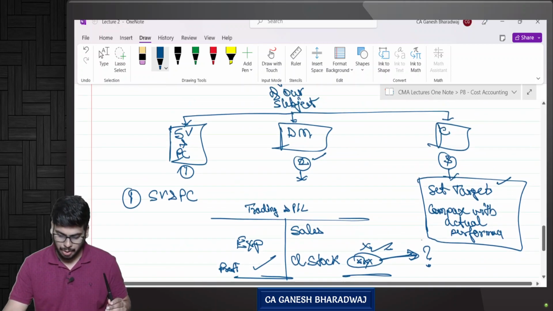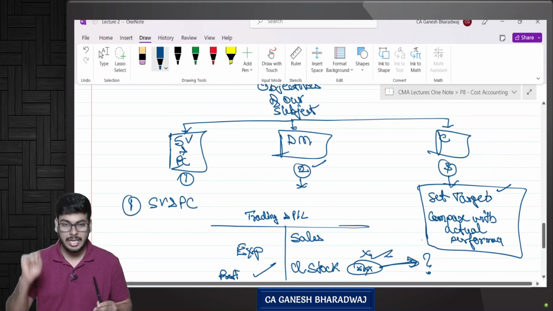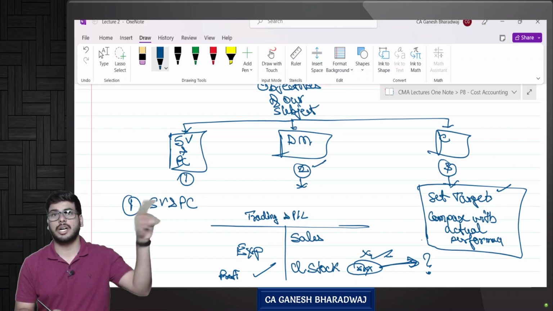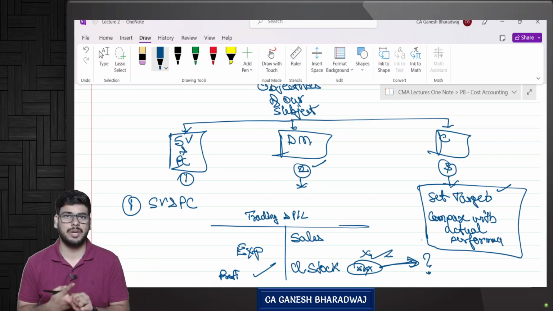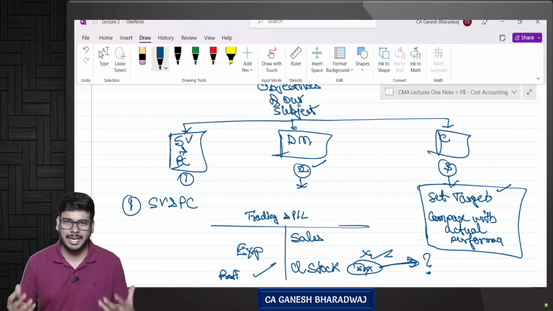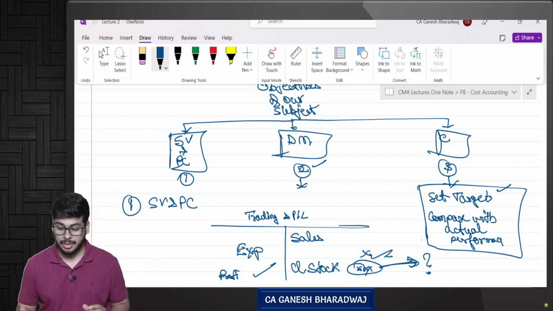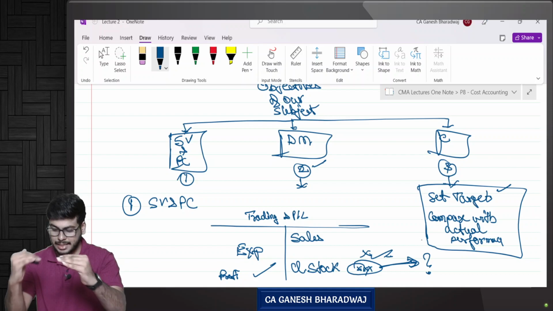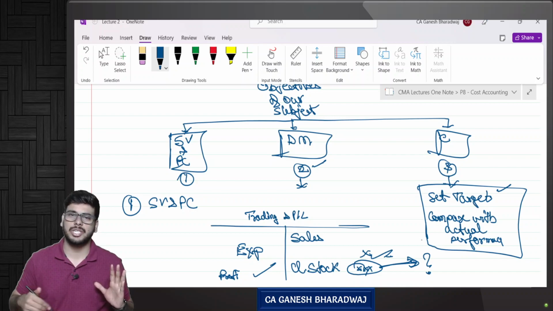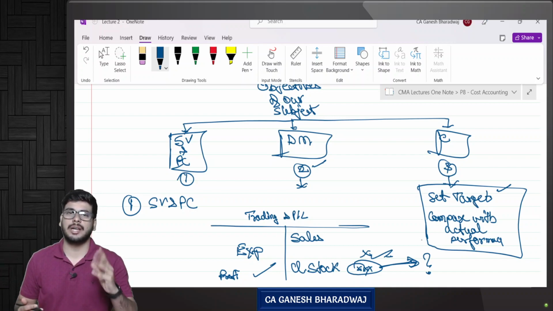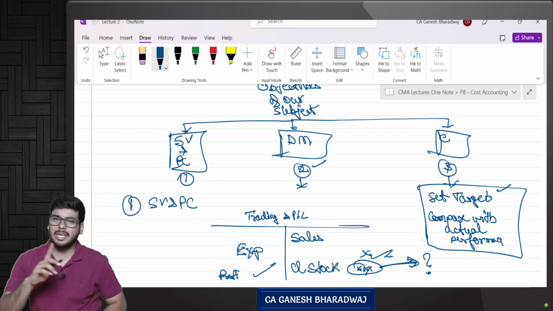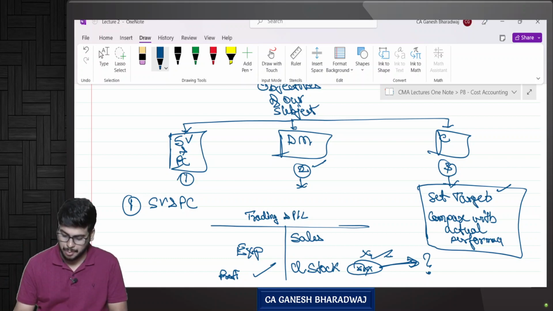So broadly, our subject has three objectives. Number 1, stock valuation and profit computation. I told you stock is valued under cost accounting, not under financial accounting. Number 2, decision making. What is decision making? In a very broad sense and in layman language, choosing between multiple alternatives. And number 3, control is setting targets and comparing the actuals with the targets that are set, based on which, if they have overperformed, you can reward them. If they have underperformed, they need to be penalized. Are you clear with this? So these are the three objectives of our subject broadly.